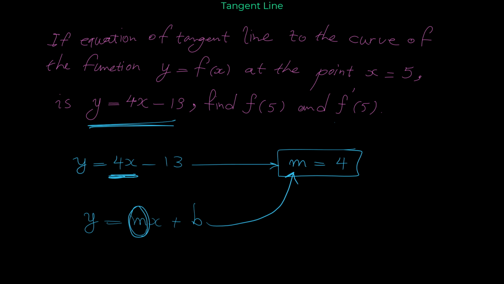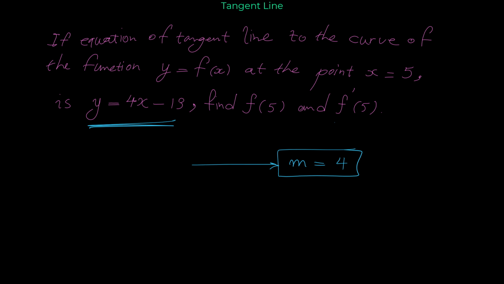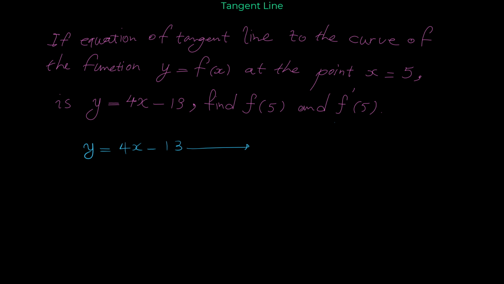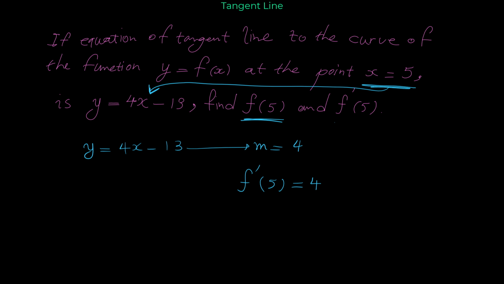But we know that the slope of the curve and the slope of the tangent line are equal to each other. Because the slope of the tangent line is 4, we can conclude that f prime of 5 is also 4. What about f of 5? How can we find that? If we plug in 5 as x in the tangent line, we can find the y value of the tangent.